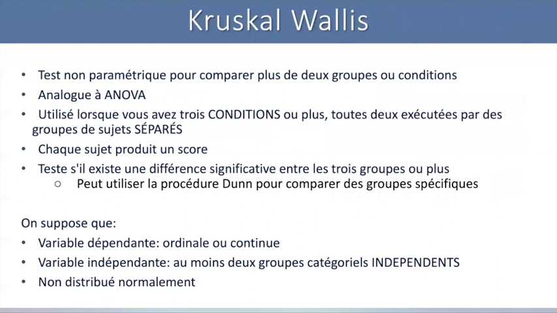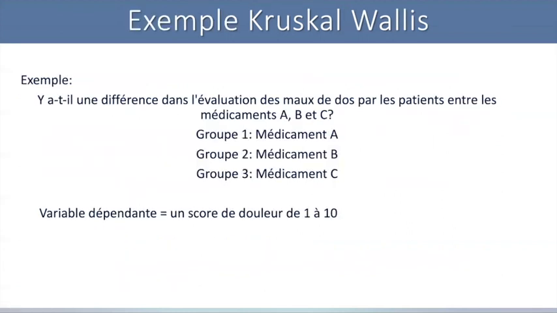So the Kruskal-Wallis test is analogous to the ANOVA. We use it when we are comparing 3 or more groups of different subjects, where the measure we're interested in is not normal and each subject produces a score. We are testing if there's a significant difference between the 3 or more groups, where the null hypothesis is that each is the same. And you have to use a post hoc procedure afterwards to compare specific groups if you would like to do so. So here's an example in which we'd use the Kruskal-Wallis test. Is there a difference between patient assessment of back pain between the 3 different medication groups, A, B, and C, where back pain is assessed as a score from 1 to 10?